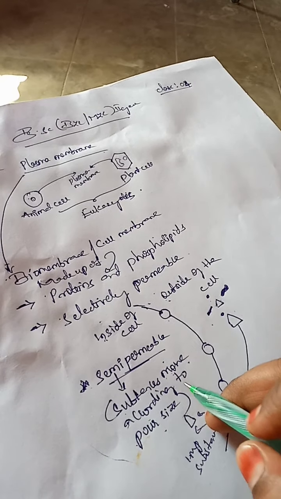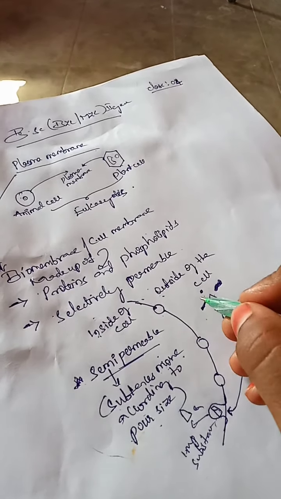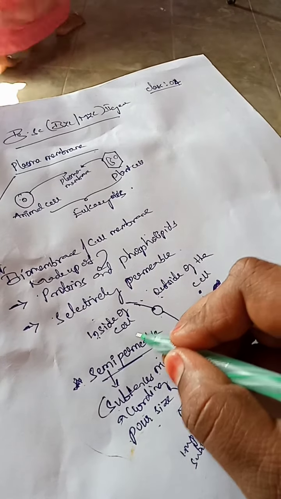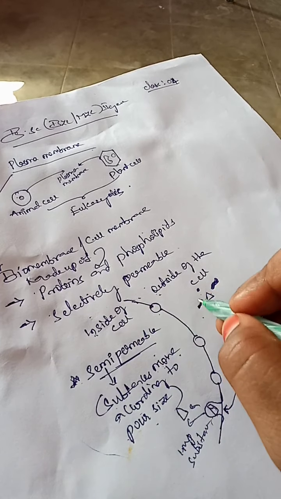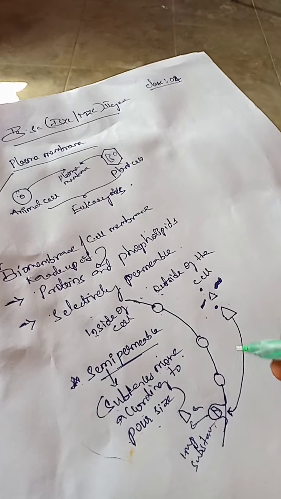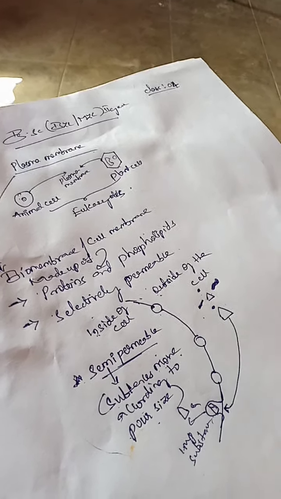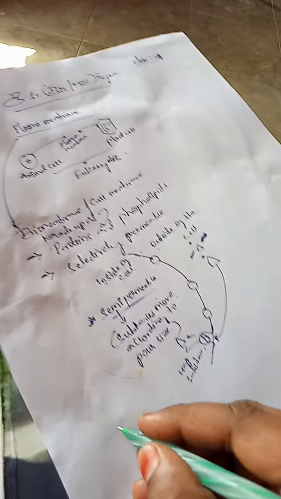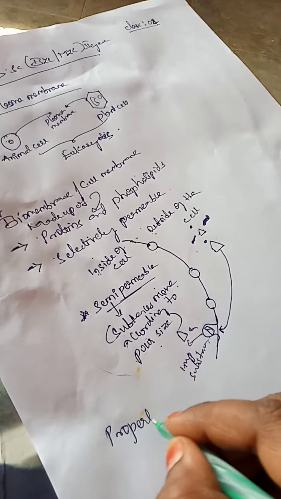Other small substances can simply move through these pores inside. That is called semi-permeable. The bigger substances are not allowed if they are not required. If they are required, they will be taken through endocytosis. So this is the process. Then we will discuss the important properties of the plasma membrane.